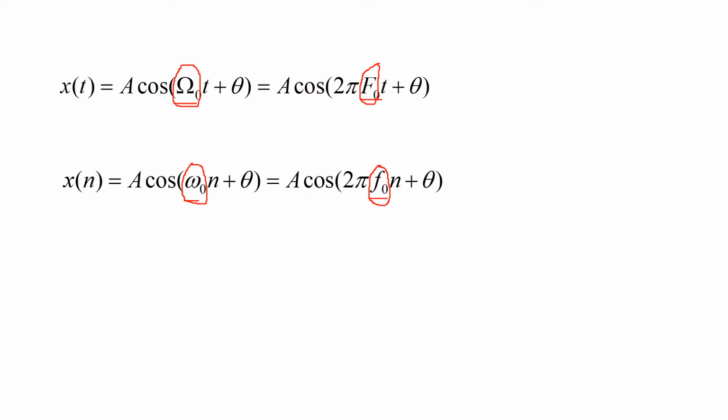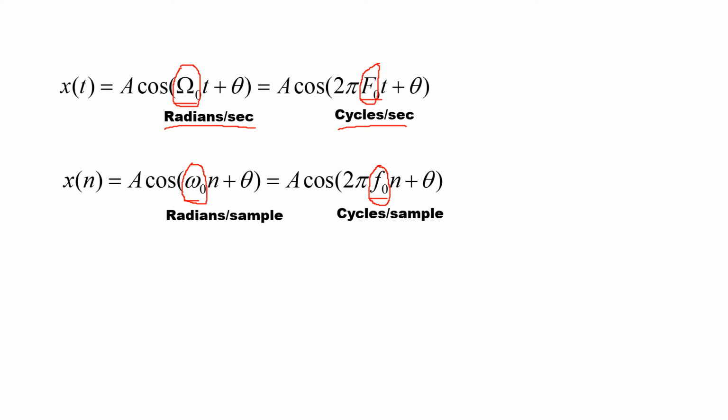The one very important difference lies here that capital omega naught, that is continuous time radial frequency, is radians per second, and continuous time frequency is measured in cycles per second. Whereas when we talk about discrete time signals, discrete time kind of sinusoid, the frequency here, omega naught, is actually measured in radians per sample. And this F naught is in cycles per sample. So its unit is different. It's quite different from what cosine wave we are talking about here in continuous time and the cosine wave we are talking about discrete time. Actually, we have already seen two very important differences in the last part of the lecture. But now we will proceed further to see what's going on here.